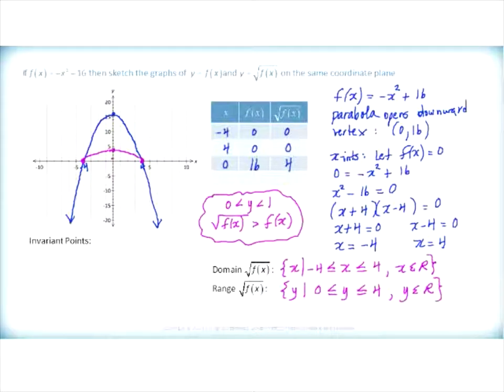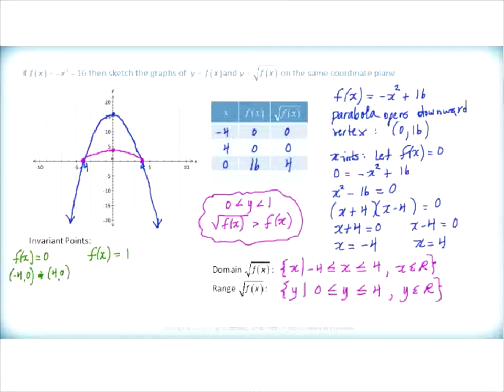Next, we will algebraically determine the coordinates of any invariant points that exist. The invariant points will always occur when f of x is equal to 0. Those were the x-intercepts that we originally determined. So one invariant point is at (-4, 0), and the other one is at (4, 0). Another set of invariant points occurs when f of x is equal to 1, because when y is equal to 1, the graph of y equals the square root of f of x and the original function f of x are equal to each other.